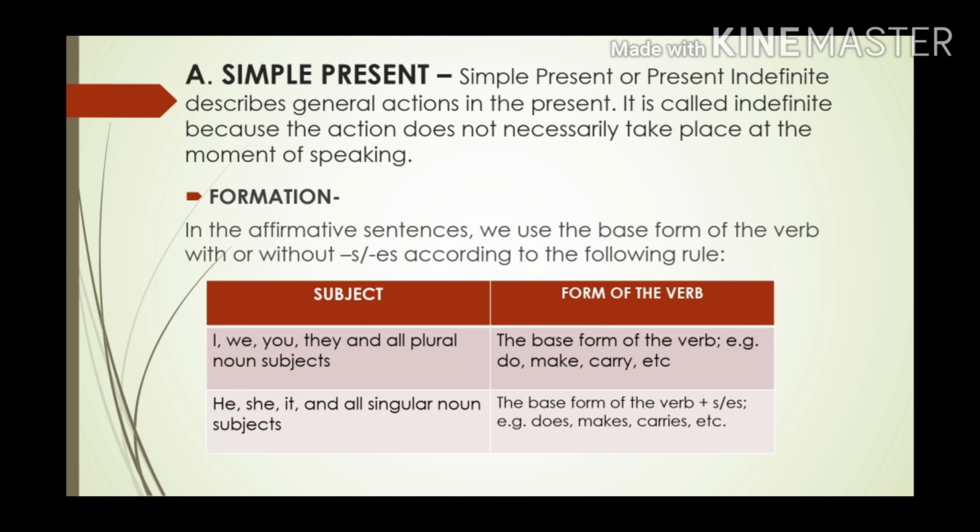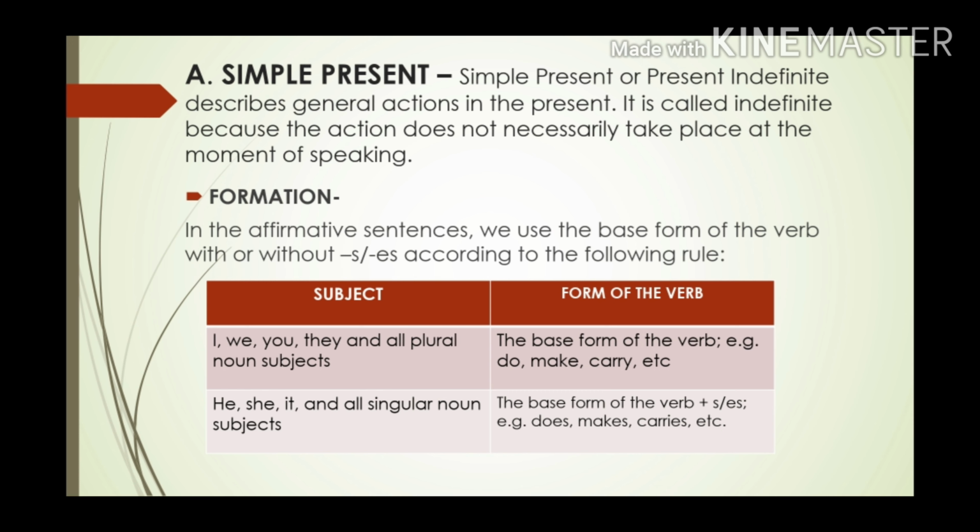Now, how do we form simple present tense? In the affirmative sentences, affirmative means the sentences in which we are agreeing, we use the base form of the verb. Now, what is a verb? Verb is the action word here. And with or without s or es according to the following rule.